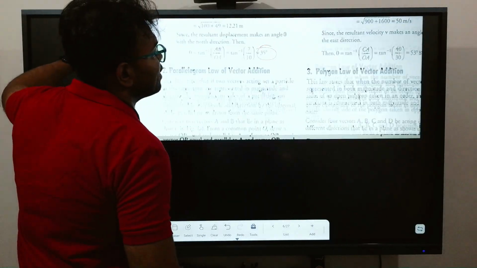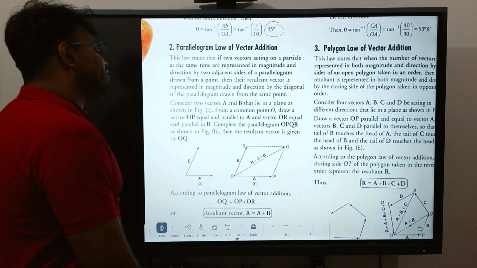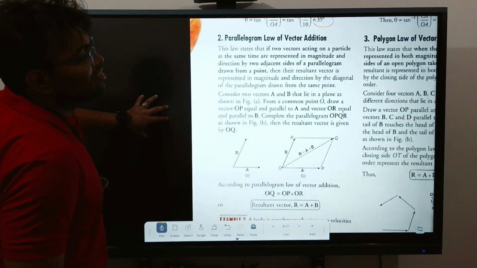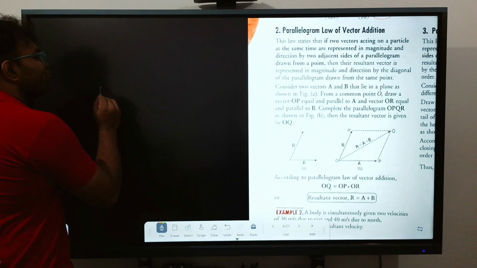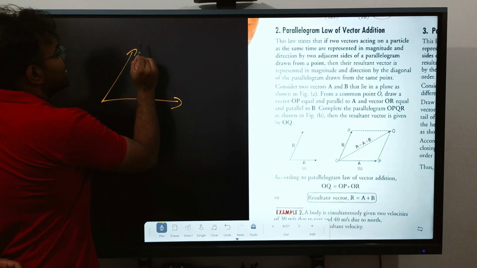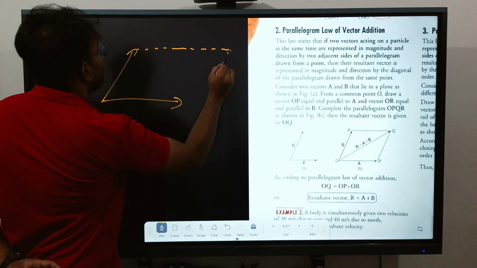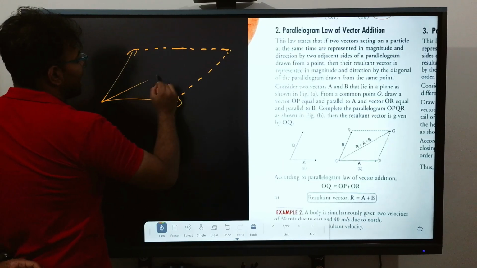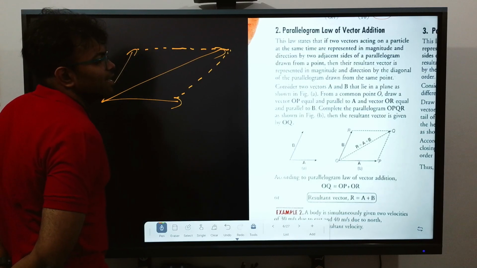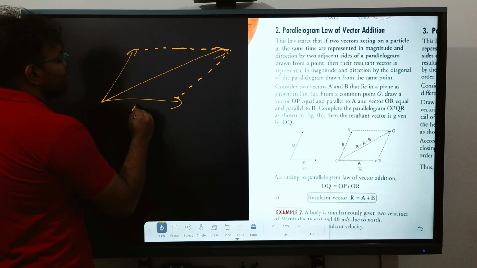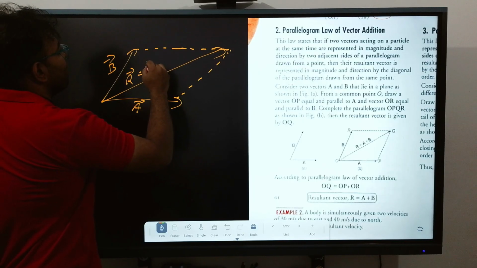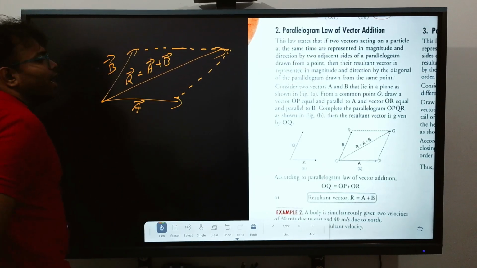Okay, now the next method is the parallelogram law of addition. If we can represent two vectors as the adjacent sides of a parallelogram, then we can basically complete this parallelogram, and the diagonal of this parallelogram represents what? The diagonal of a parallelogram represents the resultant of the two vectors. If this is A vector, this is B vector, then R vector is called A vector plus B vector. Understood?